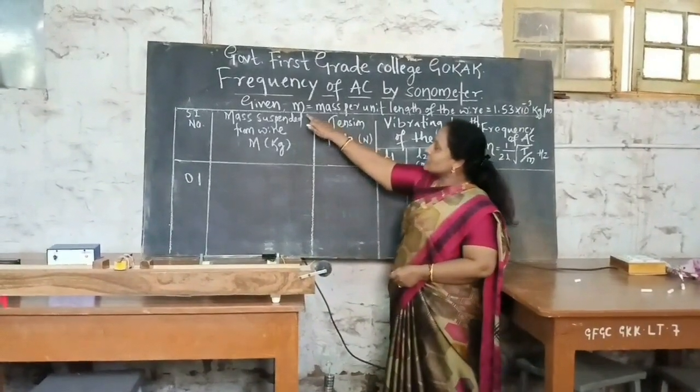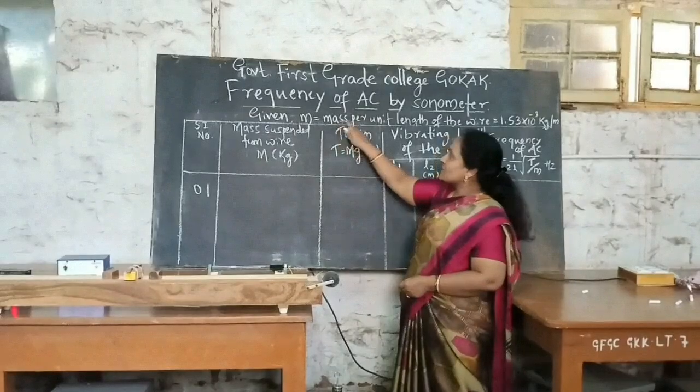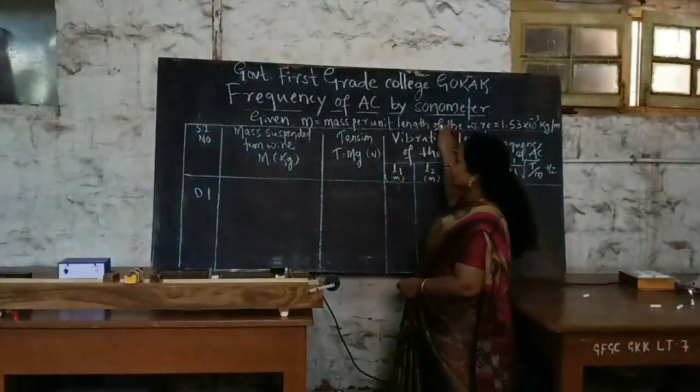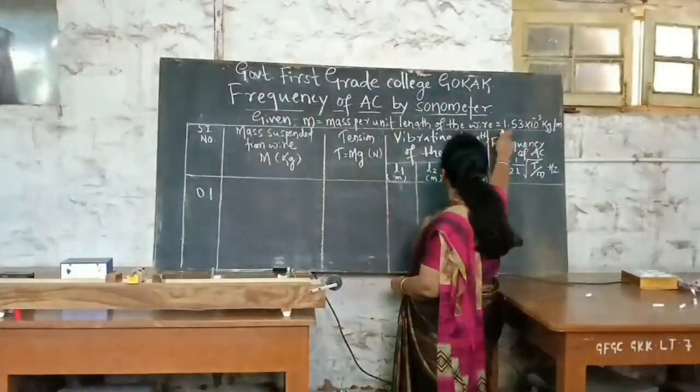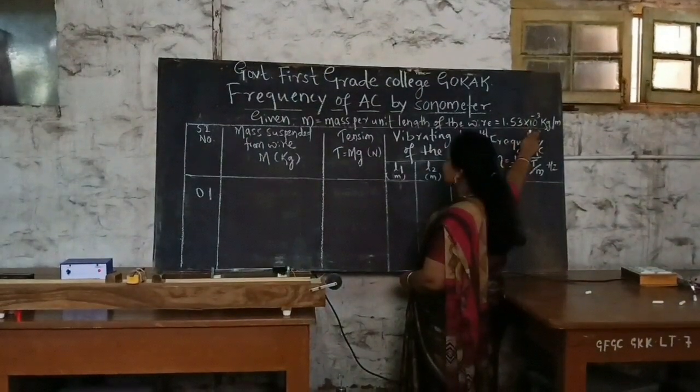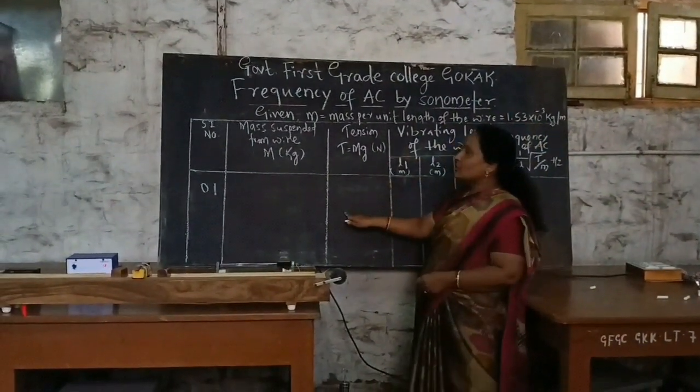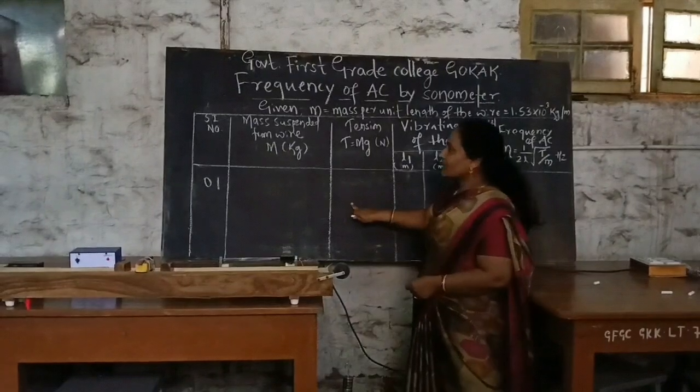In the record of observation, small m, mass per unit length of the wire, is given and is 1.5 into 10 raised to minus 3 kg per meter. This is the tabular column to find the frequency of AC.